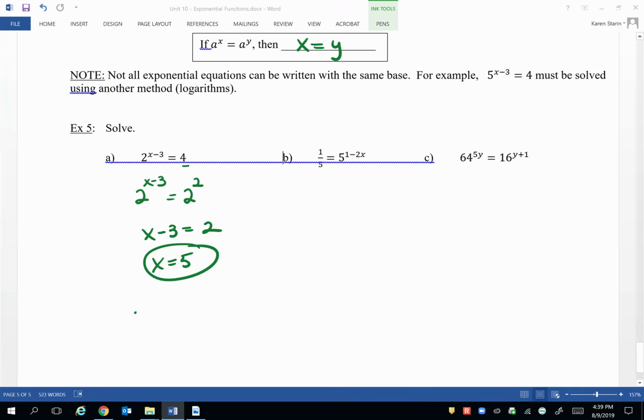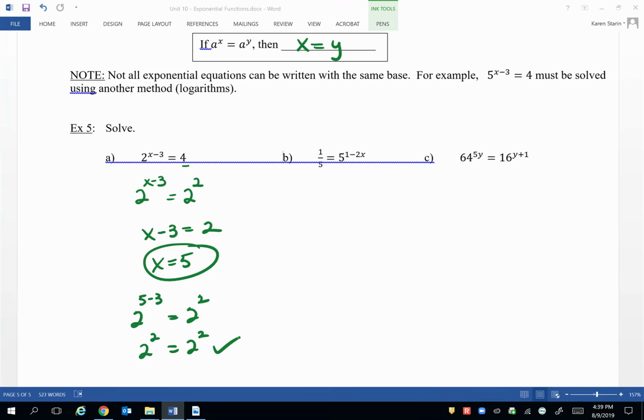Let's check that. 2 to the 5 minus 3 equals 2 squared. Well, sure enough, 5 minus 3 is 2. So that worked, right? Makes it very simple once you do your change of base and have the same base on both sides of the equation.